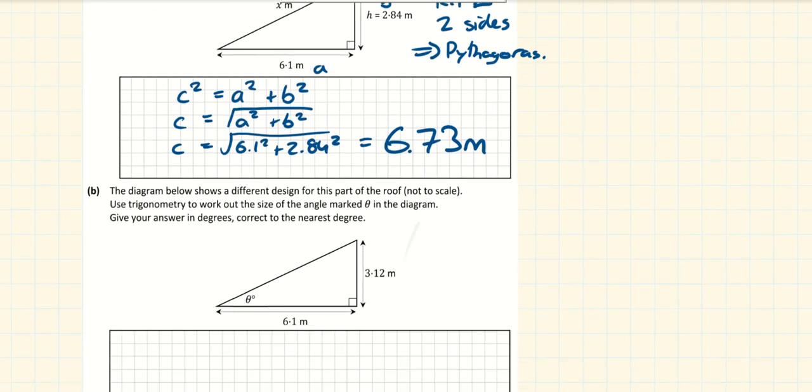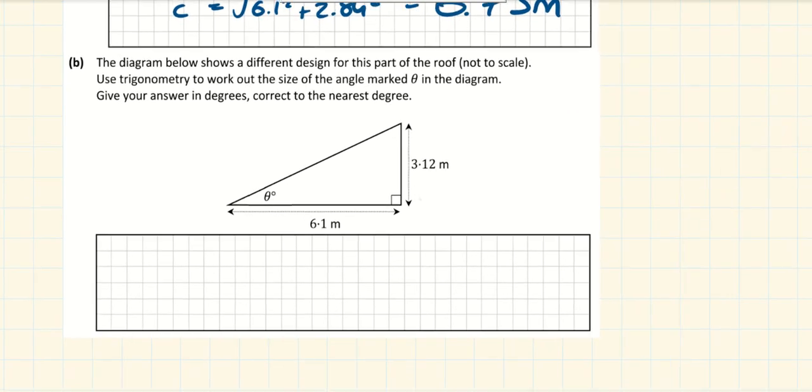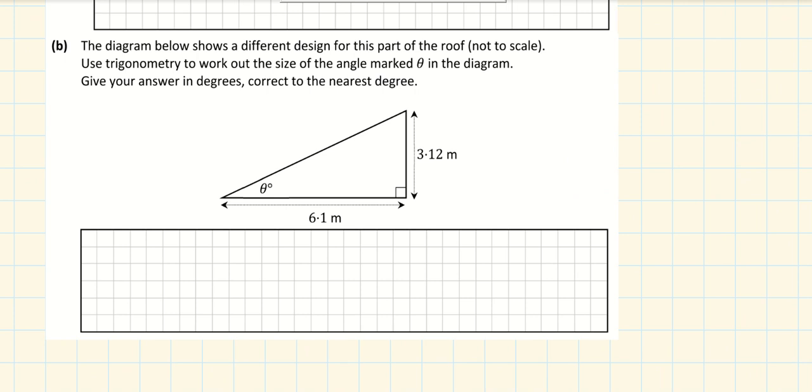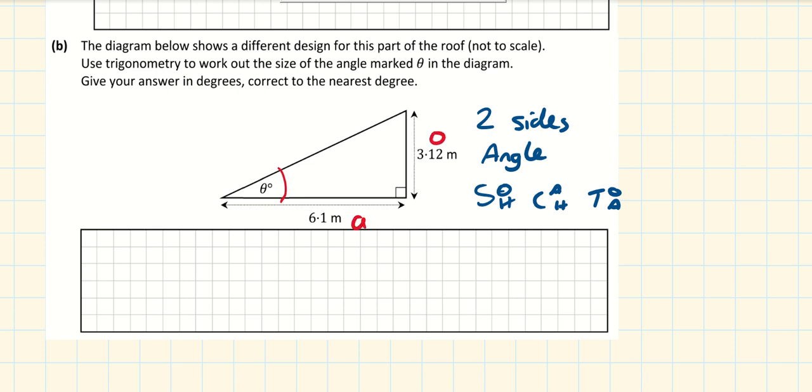Okay, so next part then, a different design for the roof, and this time you are given two sides and an angle. So when you're given two sides and an angle, or an angle and a side, you are looking for SOHCAHTOA. So that's what we're going to be looking at here. So let's label our sides. Here's our angle, here's our opposite, here's our adjacent. So that means we're going to be using tan.